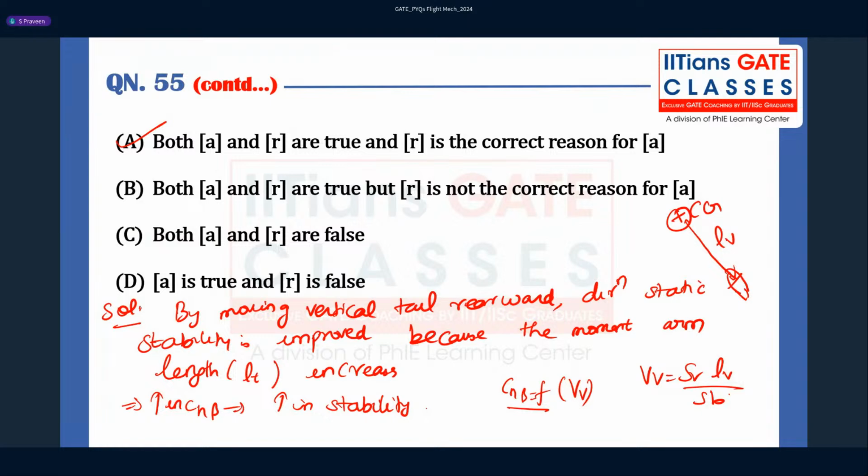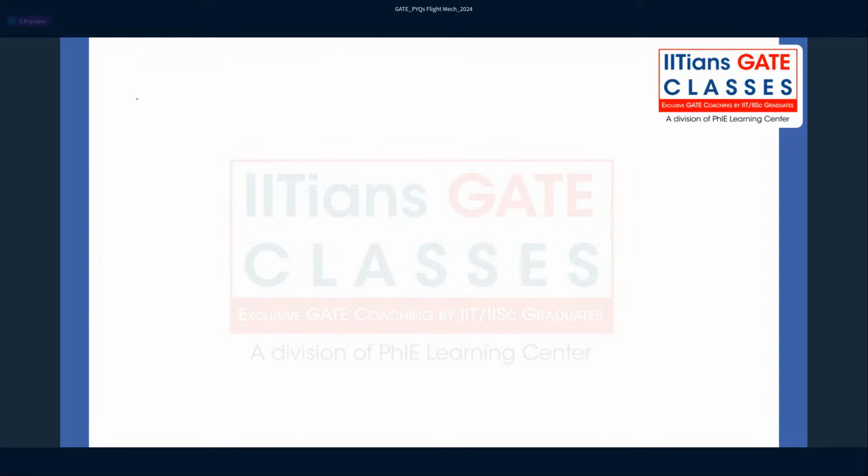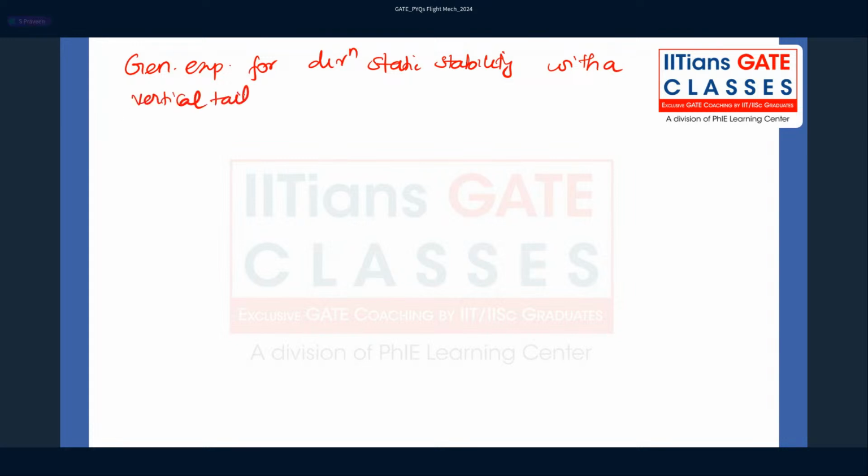Let me just try to draw it separately in here, okay, so that you see. So the general expression for the directional static stability with a vertical tail is simply given by Cn beta equal to eta V, V bar, C L alpha of the vertical tail times 1 plus d sigma by d beta. Okay. So let me explain what those terms are.